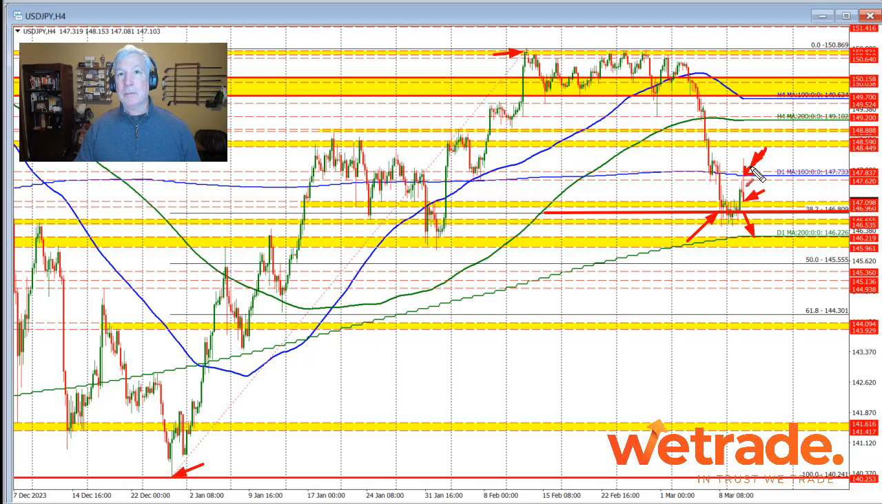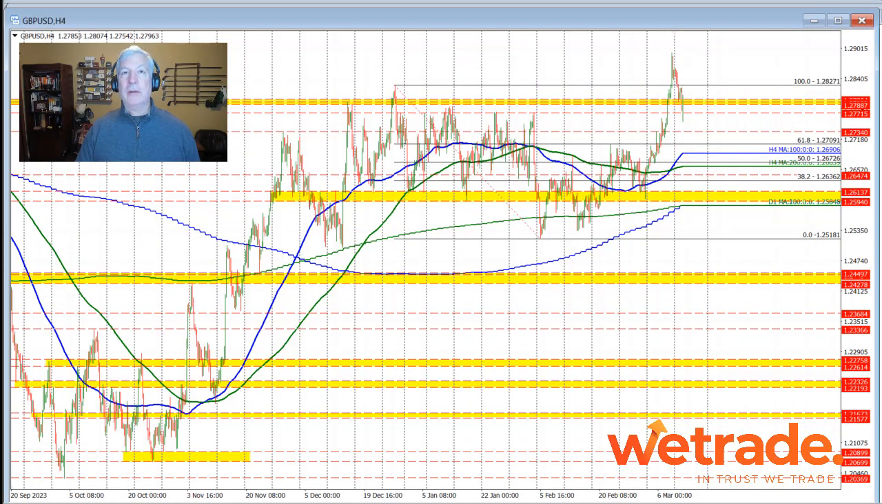The buyers up here are against the 100-day moving average. A break above that level could not be sustained, and that keeps the sellers in play going forward. And for that pair, let's take a look at the sterling versus US dollar next.